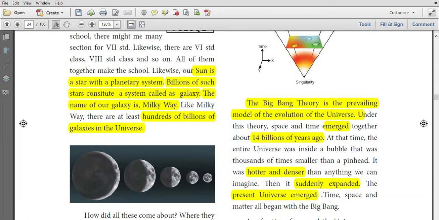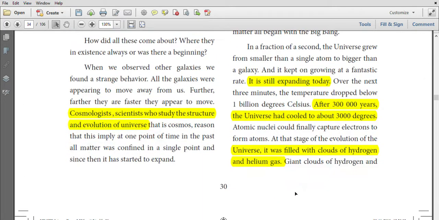The Big Bang theory is the prevailing model of the evolution of the universe. The universe emerged about 14 billion years ago. First it was hotter and denser. Suddenly it expanded and the universe emerged. The universe is still expanding today.